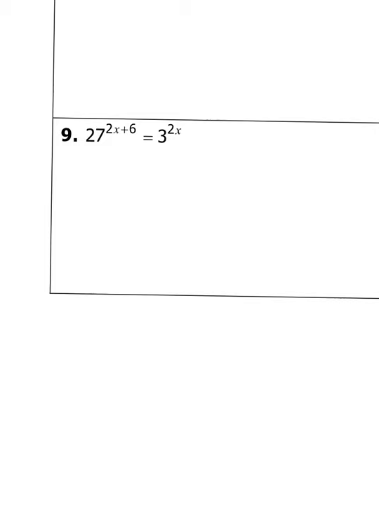And again, now you're just solving it like an Algebra 1 problem. So I get 6x plus 18 equals 2x. Let's subtract 6x on both sides. I get x equals negative 9 over 2, right? And that's negative.